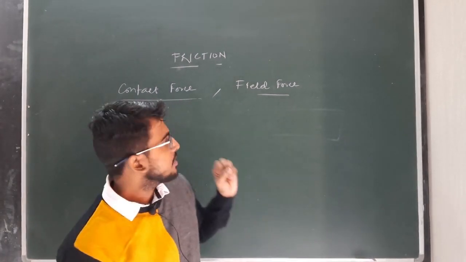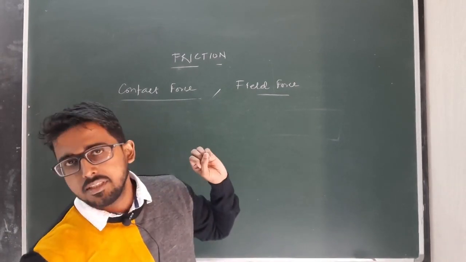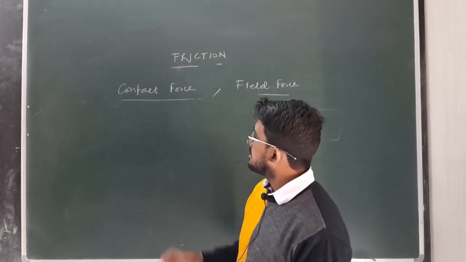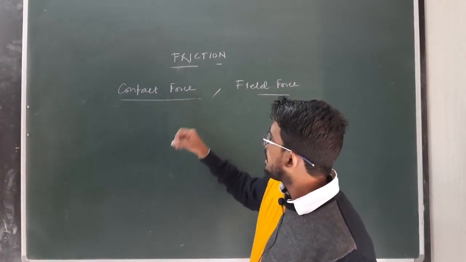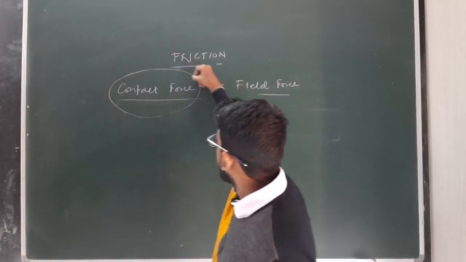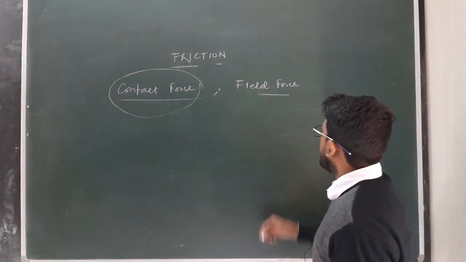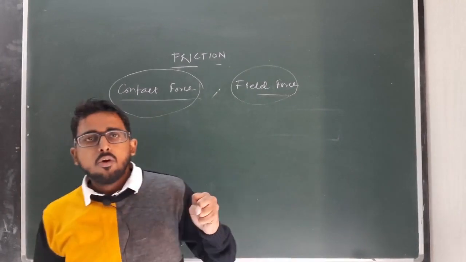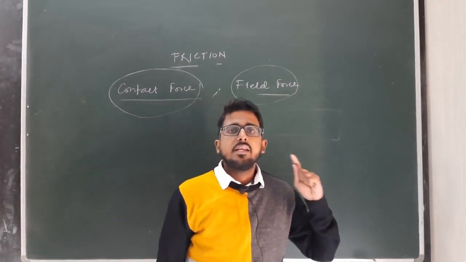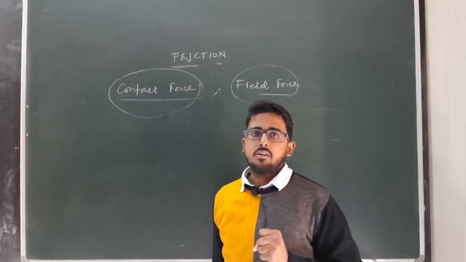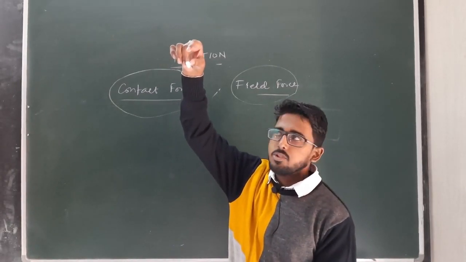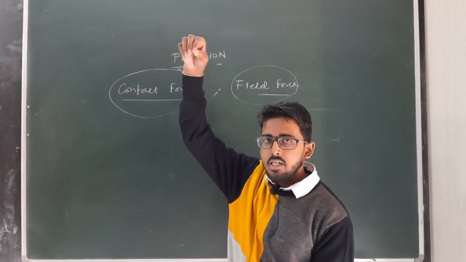Clear? So whenever there is any kind of physical contact between two different bodies, they exert a force on each other, and that type of force is known as contact force. Similarly, what is field force? Field forces are those forces which never require any physical contact. For example, I drop a piece of chalk from this level and it suddenly goes down.